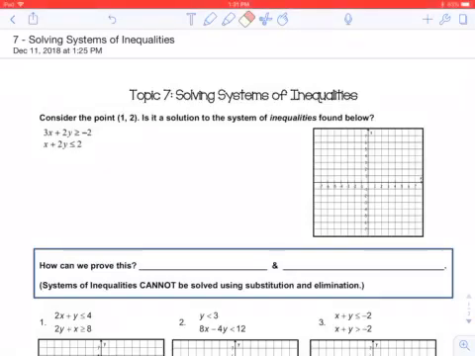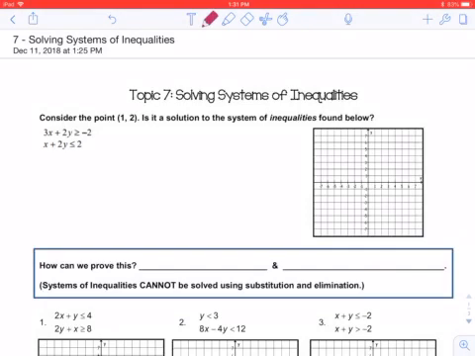Okay, topic 7 is the last topic in our systems of equations unit. And really, this topic is actually about systems of inequalities. So we're not going to talk about equations today, but we are going to talk about systems where you still have two inequalities working together to come up with some solutions.